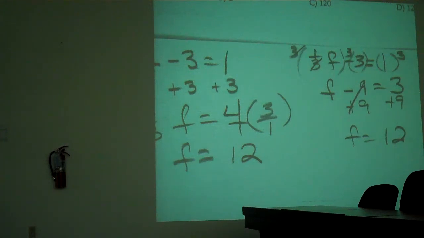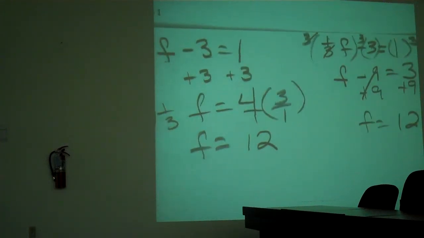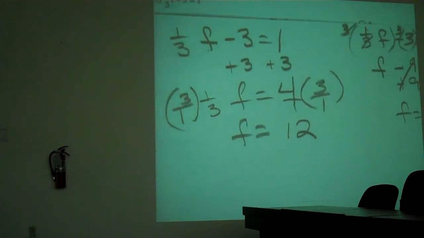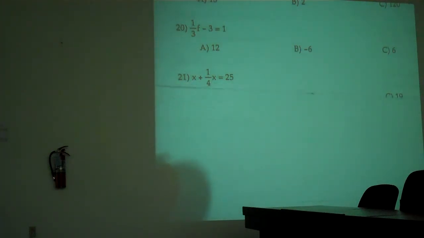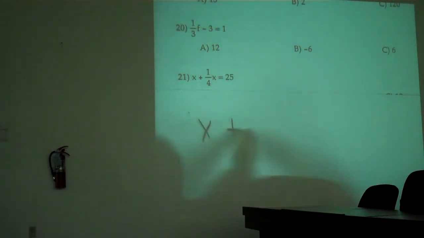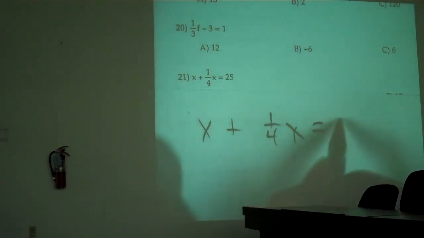So you could do that either way and get the right answer. Okay, the next problem. Go do it two ways also. You can pick which way you like. You've got 1x plus 1/4 x equals 25. Okay, before we do any multiplying, we have x plus 1/4 x equals 25.